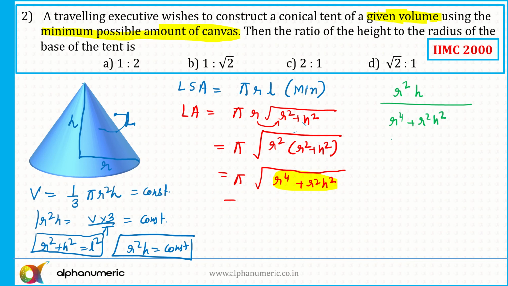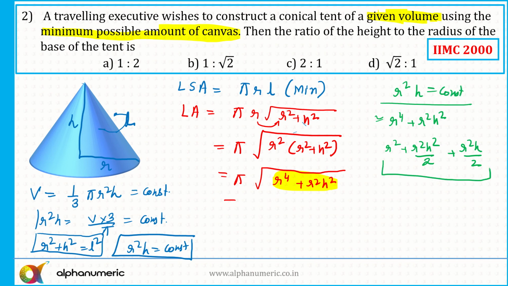So can I write this term as r raised to power 4 plus r square h square by 2 plus r square h square by 2. So I need to minimize this expression, the sum. For the sum to be minimum, we should know what the product is. If the product is constant, then the sum is easier to minimize. So we always need to manipulate the equation in such a way that the product of these three terms is constant here. And we know that r square h is constant.